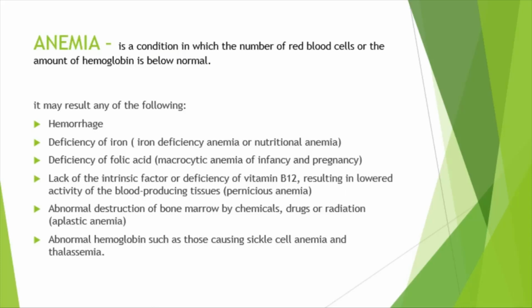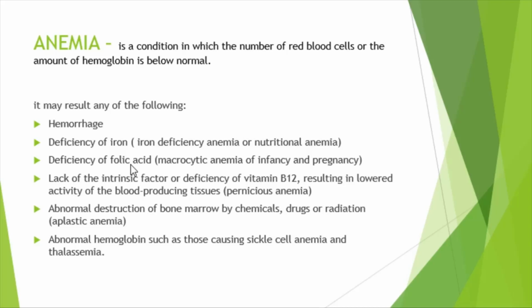So one disease related to your hemoglobin is anemia. It is a condition in which the number of red blood cells or the amount of hemoglobin is below normal. We have different types of anemia, right? It may result from any of the following. It may be caused by hemorrhage, also deficiency of iron. So iron deficiency anemia and nutritional anemia is this one. For disease related to deficiency of folic acid, we have your macrocytic anemia of infancy and pregnancy.